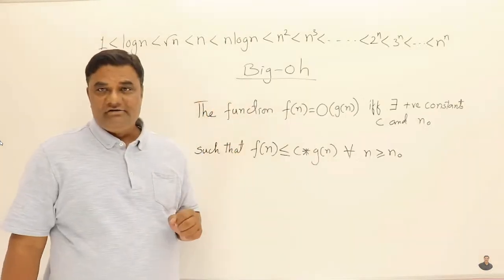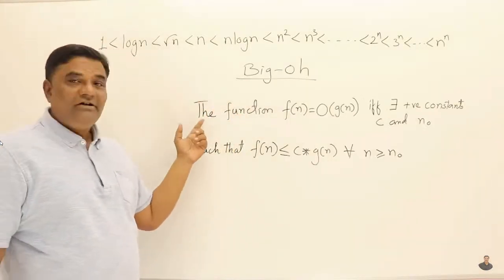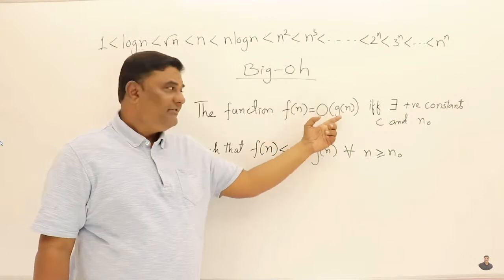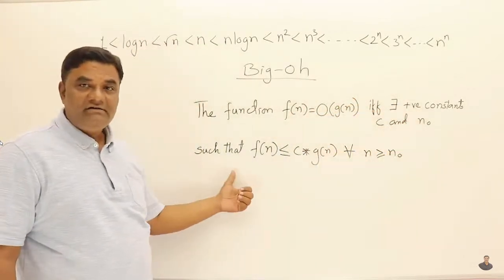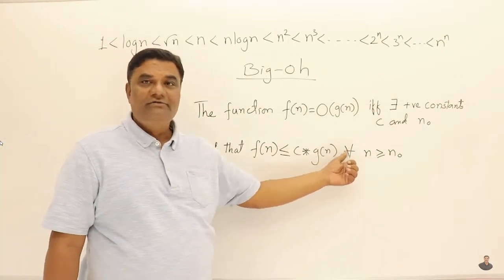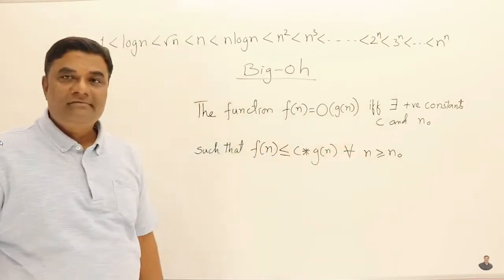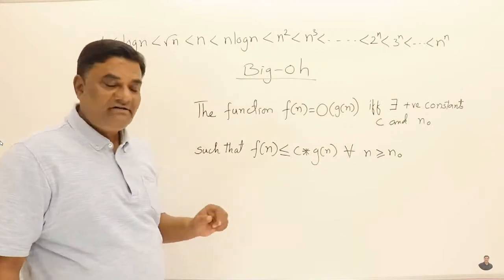This is the big O notation. As per the definition, the function f of n is equal to big O of g of n if and only if there exist positive constants c and n0 such that f of n is less than or equal to c into g of n for all n greater than n0. This is the definition. Now what does it mean? Let us understand.